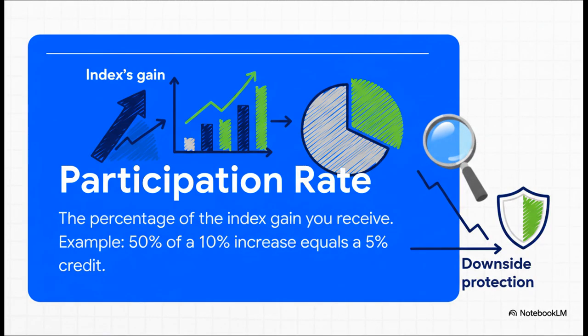And the third key lever is the participation rate. This one's pretty straightforward. It just determines what percentage of the index's gain you actually get to participate in. For example, if the index is up 10% and your participation rate is 50%, you get credited 5%. It's just another way the insurers manage their risk while still giving you a piece of the market's upside.